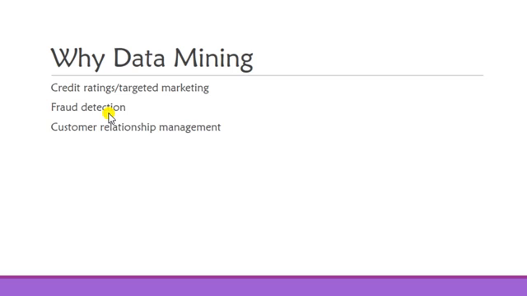So given the history of that particular transaction of a particular customer, we will be able to know whether this current transaction is fraudulent or not. Also, it can be used for customer relationship management.